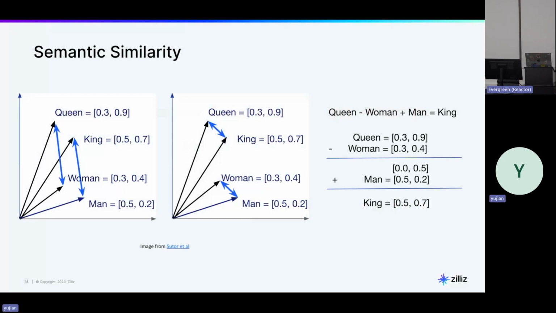Okay, and then next we're going to add the word man, which is 0.5, 0.2, and we're going to arrive at 0.5, 0.7, which corresponds to the word king. Okay, so basically, if you weren't really following along, the whole point here is you can do math on things that weren't originally numbers by using vector embeddings.